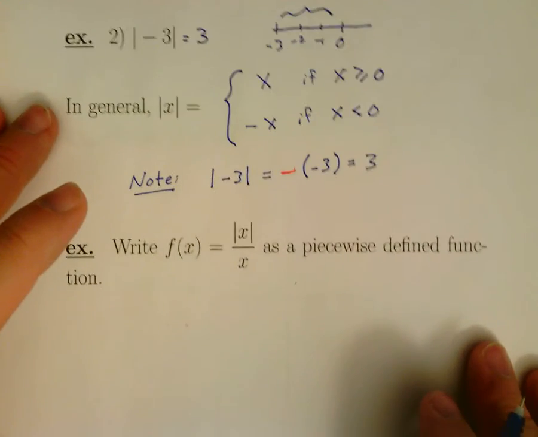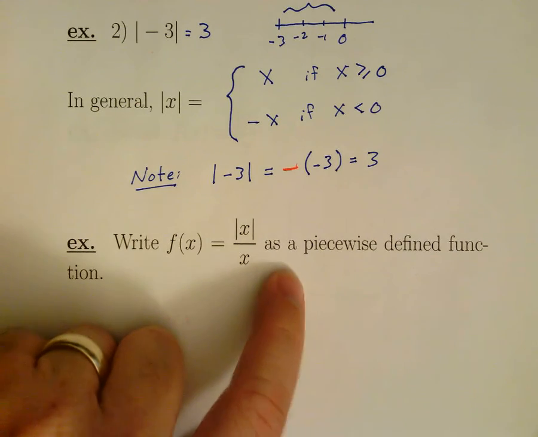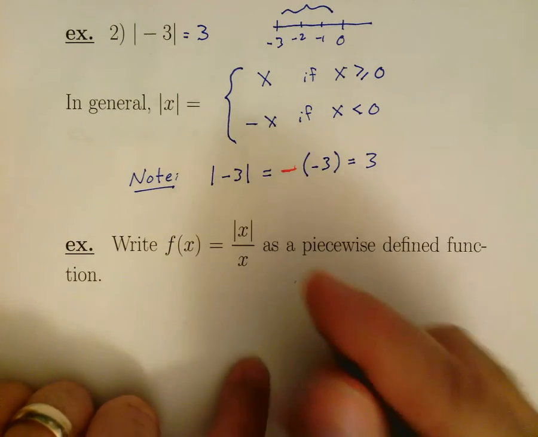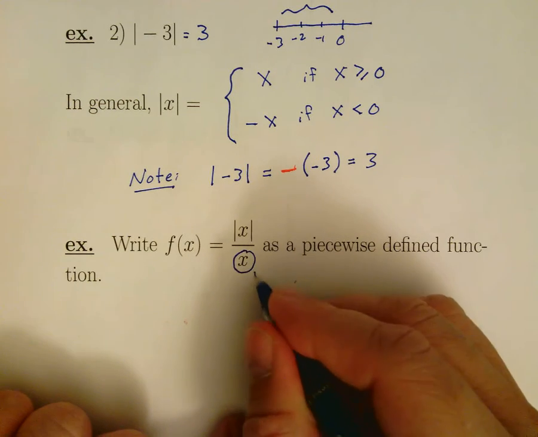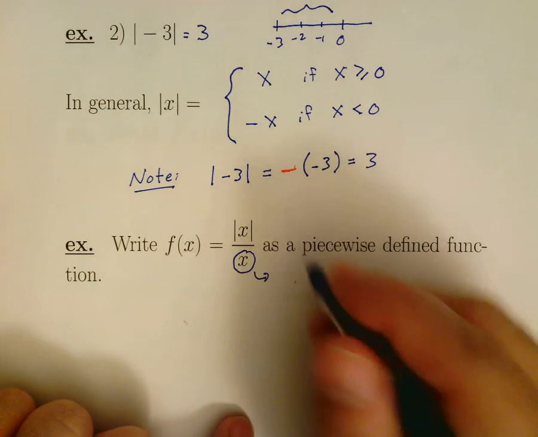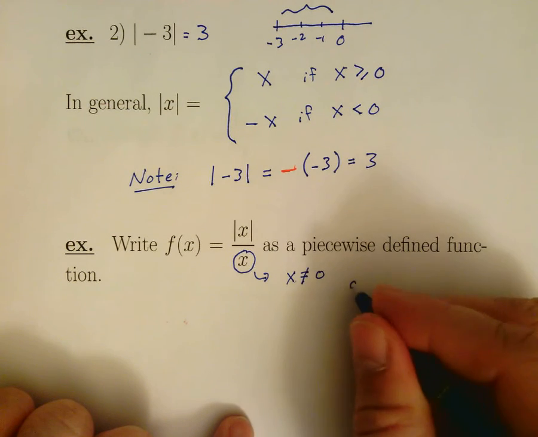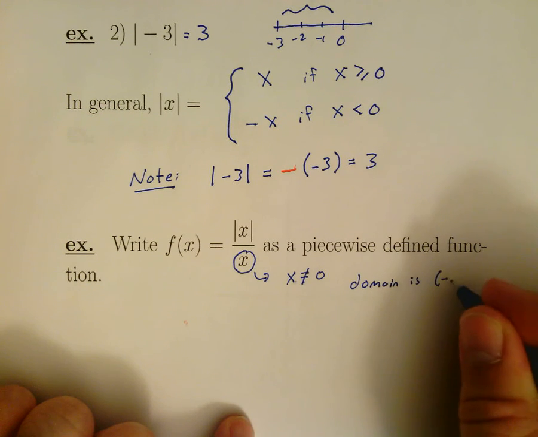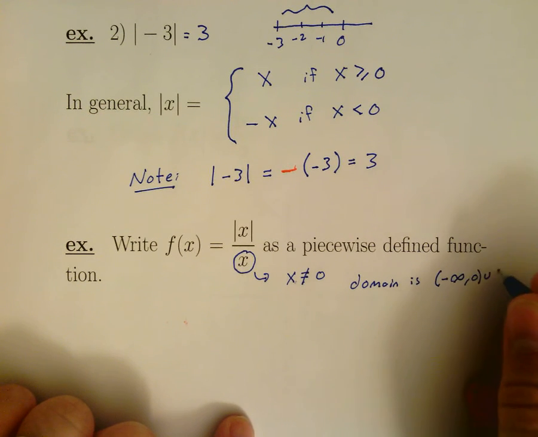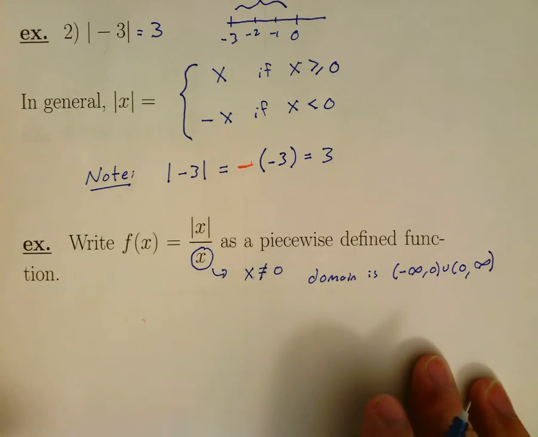So for example, if I said what is the absolute value of x over x, and I want to write that as a piecewise function. Now the first thing I'm going to note in this case is because I have an x in the denominator, I can't allow for division by 0. So x can't be 0. So of course the domain of this guy, the domain of f, is everything but 0. Negative infinity to 0, union 0 to infinity. Okay, let's take a look at this function.